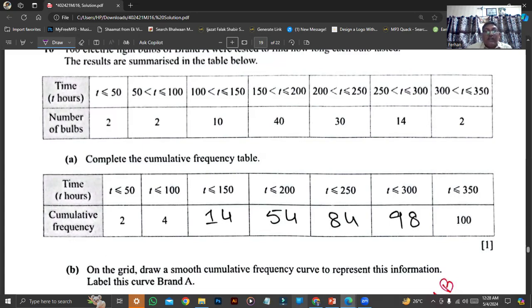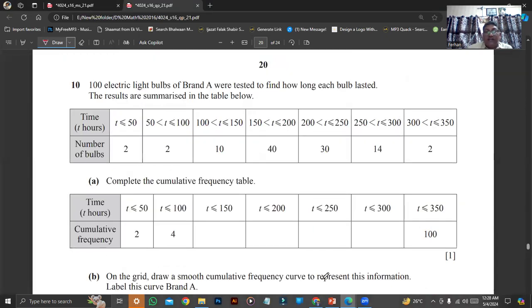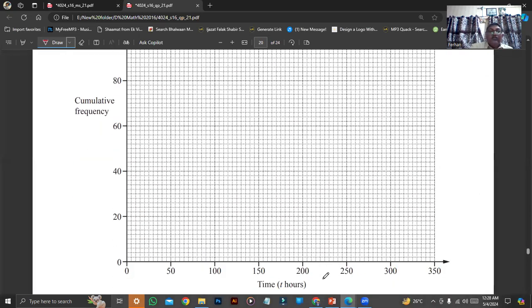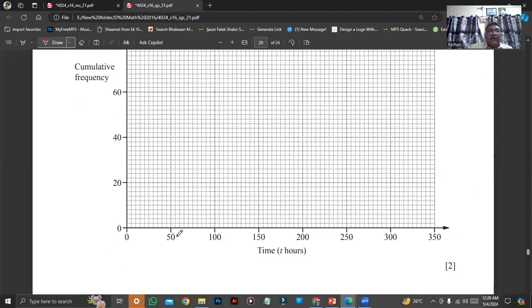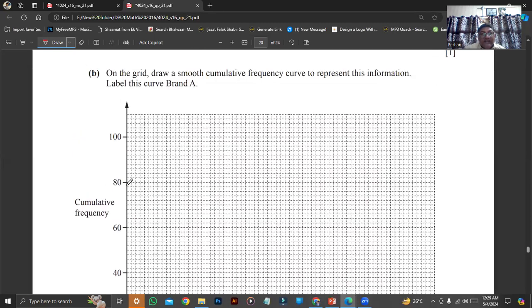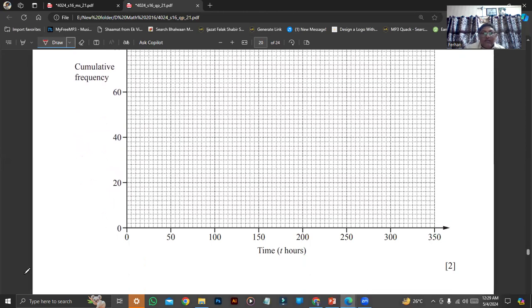Then they are asking us a question, and what they're asking is, on the grid, draw a smooth cumulative frequency curve to represent this information, and label this curve brand A. So here we have that cumulative frequency grid. Here are the time values 50, 100, 150, 200, 250, 300, 350. And on the y-axis, you can see we have the cumulative frequency. And we will simply plot those dots and then we will join them.